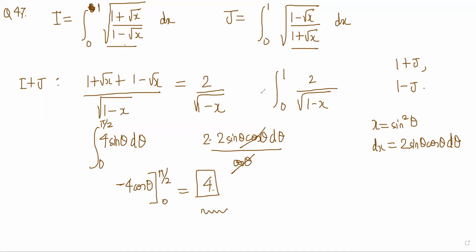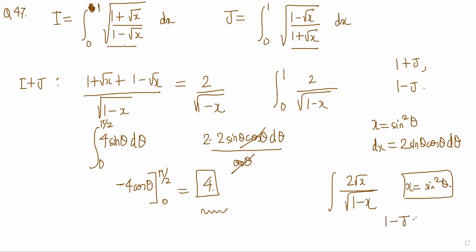In a similar manner, you can find I minus J also. Just evaluate the expression. You will end up getting the integral of 2 root x by root over 1 minus x, right? Again, the substitution x is equal to sine square theta will work, and you can do the rest yourself. Your answer for I minus J should come out to be pi. Check that out for yourself. It should come as pi.